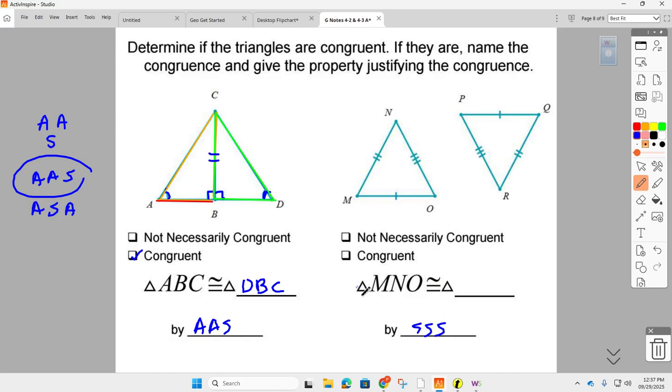So angle M is in between the 1 and the 2 dashes, so that's Q. Angle N is in between the 2 and the 3 dashes, so that's R. Angle O is in between 3 and 1, so that would be P. Does that make sense?